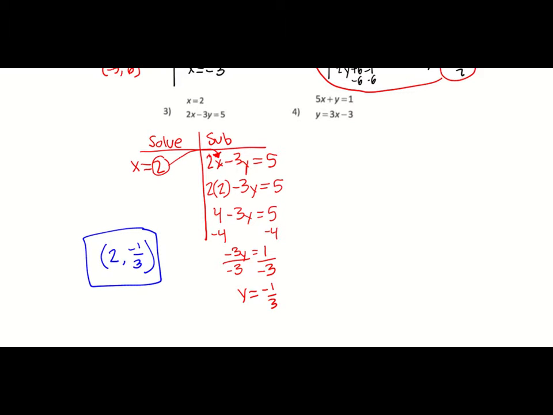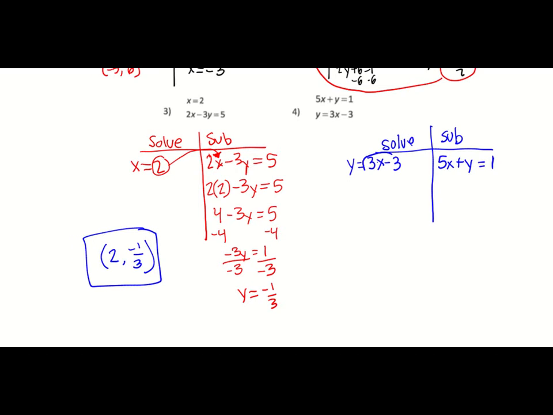Okay, let's do number 4. We have our solve and substitution. Okay, let's see. Our second equation is solved for y, so let's write that one on our solve side. Sorry, that should be a 3. y equals 3x minus 3. And then my other equation is what I will substitute into.